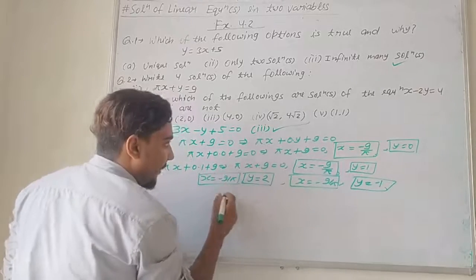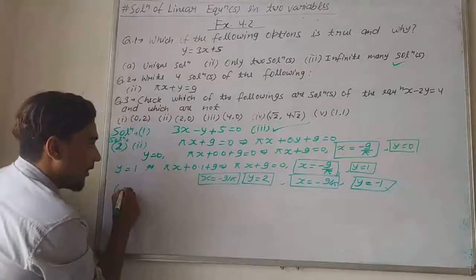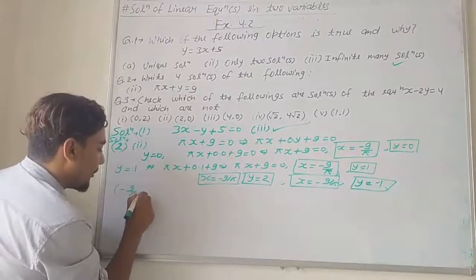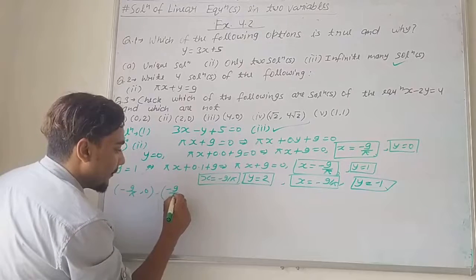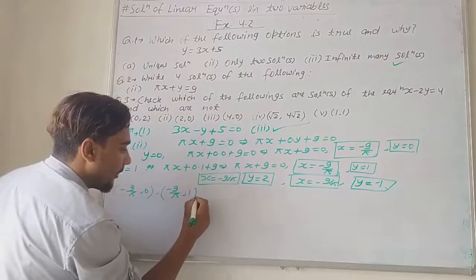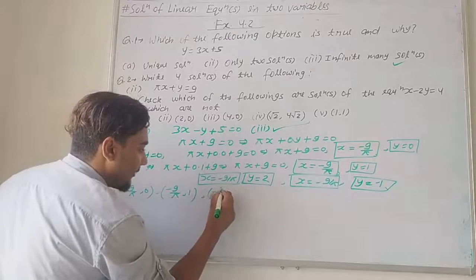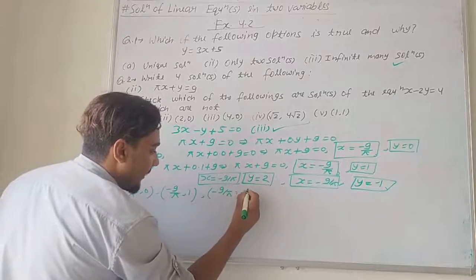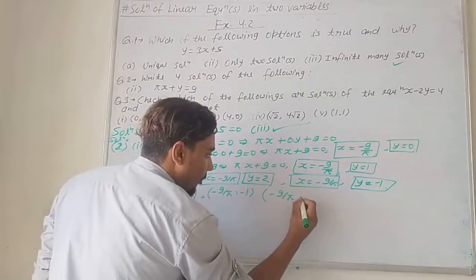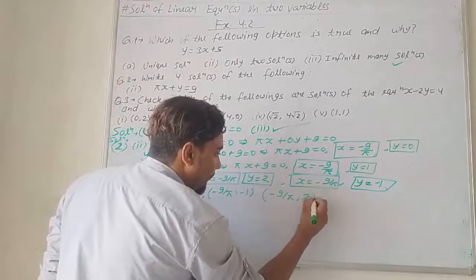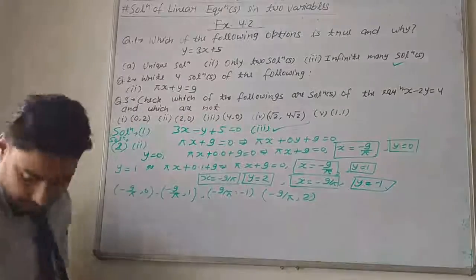And in the ordered pair form we can write the solution: (-9/π, 0), (-9/π, 1), (-9/π, -1) and (-9/π, 2) in ordered pairs.